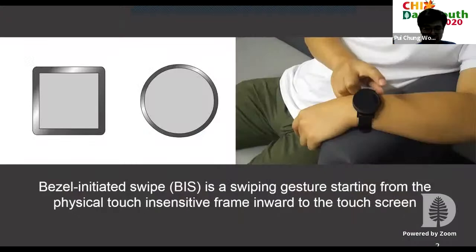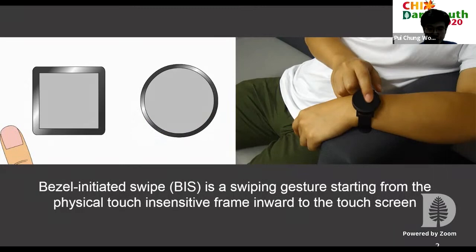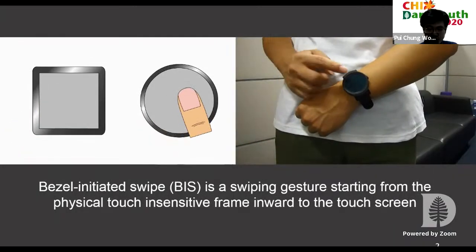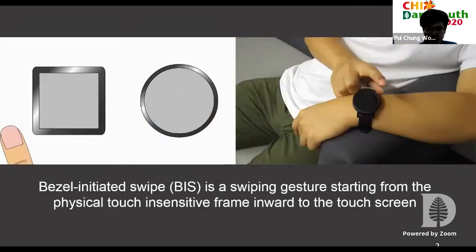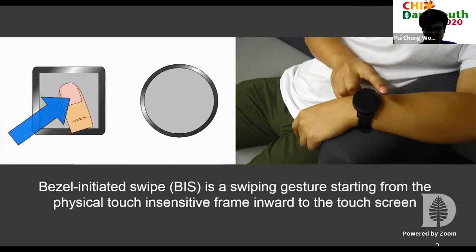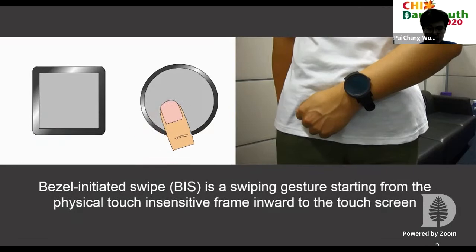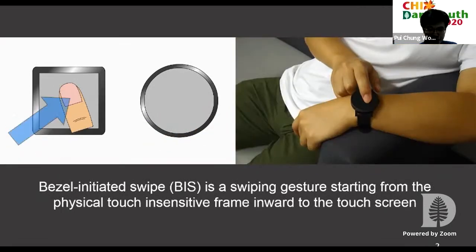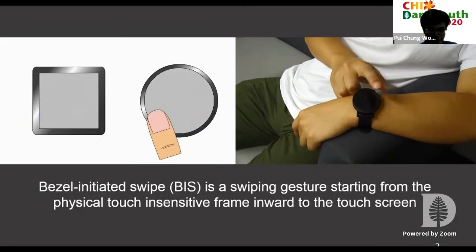Before going into details, I just want to quickly introduce what a bezel-initiated swipe is. A bezel refers to the physical touch-insensitive framework of a device, and bezel-initiated swipe is a swiping gesture starting from the bezel toward the touch screen. This gesture is fast, subtle, and natural.